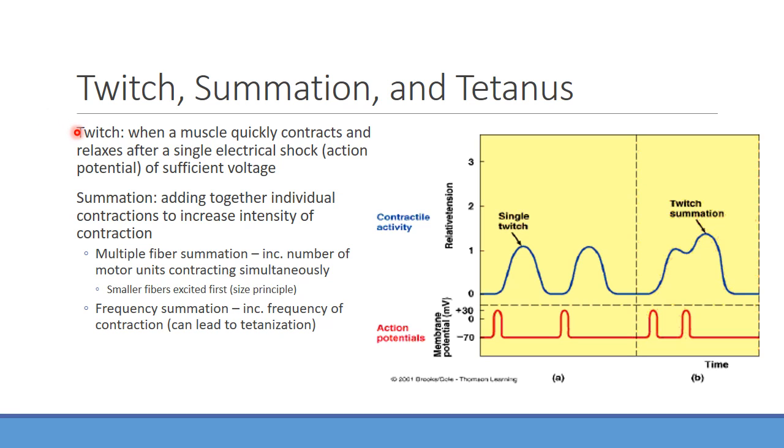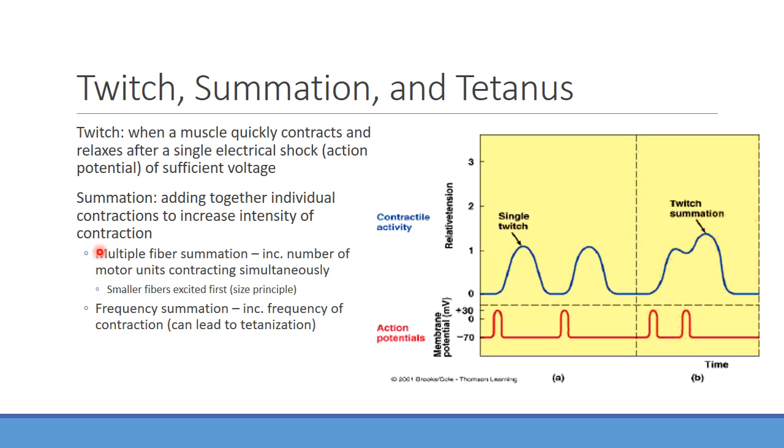And the twitch is just a single response to an action potential. But again, that's not super useful for our purposes. Most muscles, especially for standing and things like that, we want nice smooth contractions that can occur for a long time. You don't want just single twitches necessarily. So what we see is called summation, where we're adding together these individual contractions, and they tend to increase the intensity of contraction. As you build upon the previous twitches, you get the summation effect that occurs here.